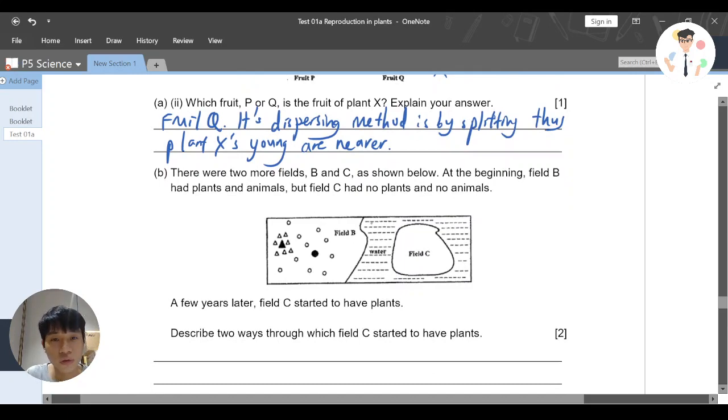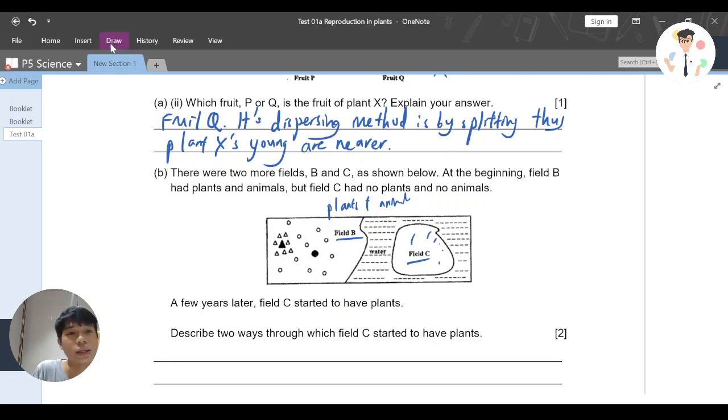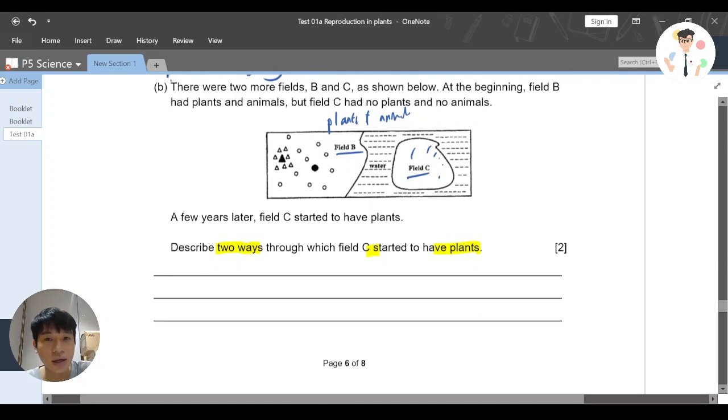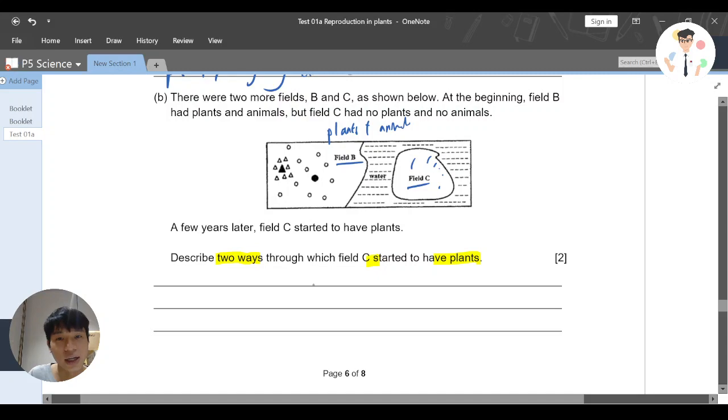B here say that there were two more fields, B and C. Okay, B here and C here. As shown below, at the beginning, field B had plants and animals, but field C had no plants and animals. So this one have plants plus animals, and field C there's nothing there. Okay, a few years later, field C started to have plants. Here have plants too. Now, here the question says describe two ways through which field C has started to have plants. Why? At first there's no plants at all, but suddenly there are plants there. So what methods that actually able to work there?